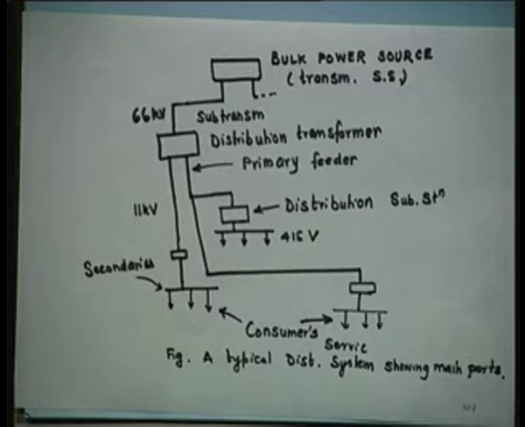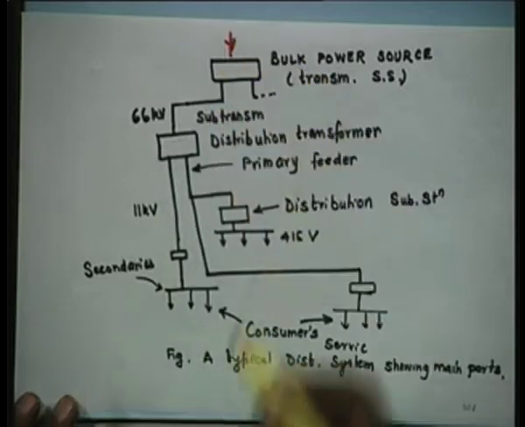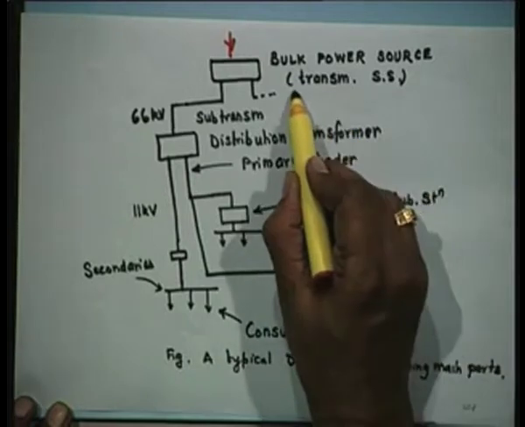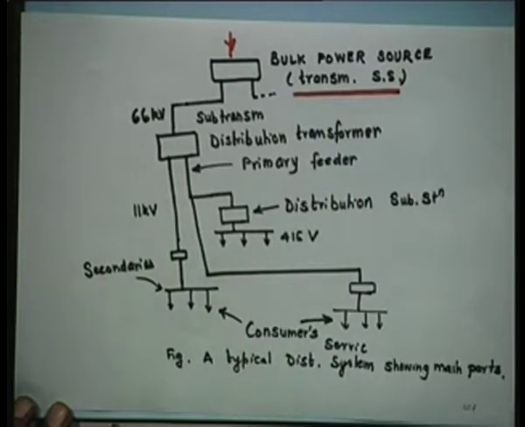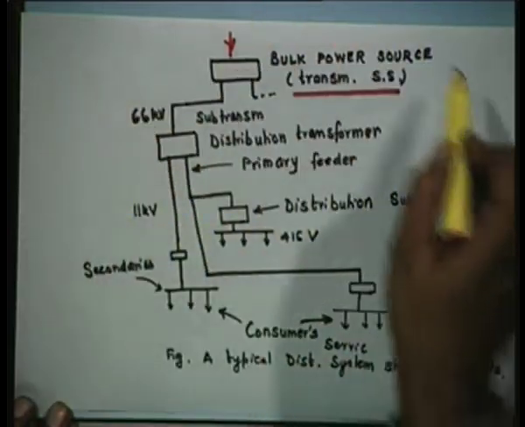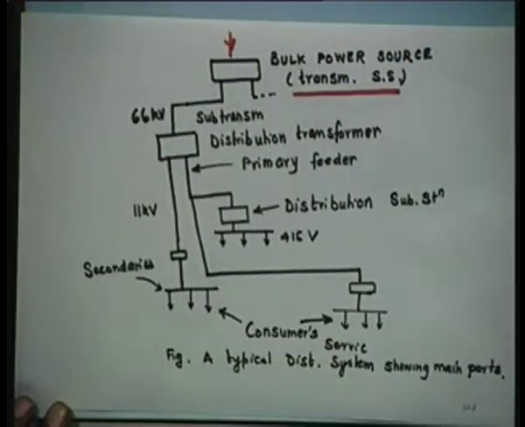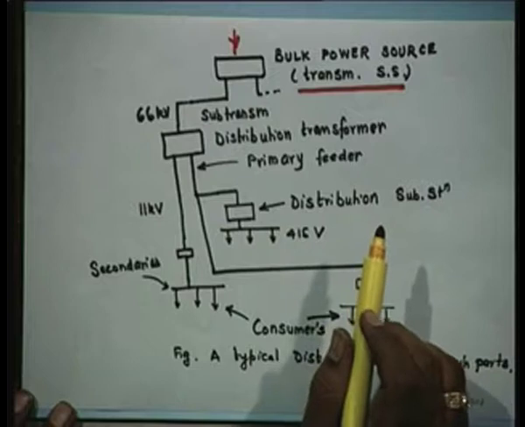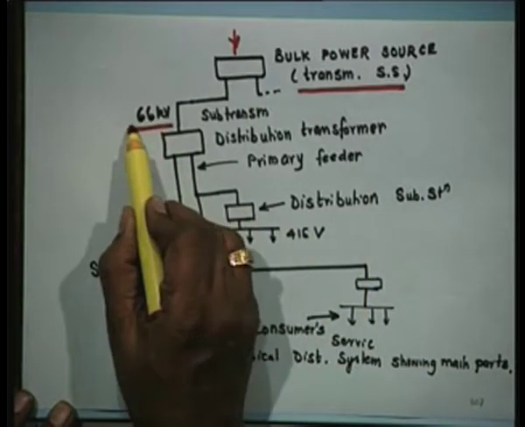Now I am going to show you a typical distribution system showing the main parts. This is a bulk power source. Power is coming from the transmission system. Now this is a transmission substation. Sub-transmission, the whole thing is known as the sub-transmission system. The transmission system we are not going to study now, we have been studying it in earlier lectures. Let us say it is 66 kV.